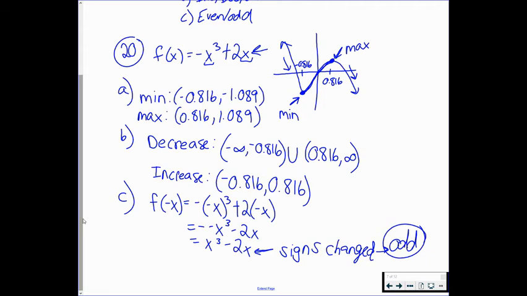Because all the signs changed. That's a little review for you over section 1.7a, where we talked about analyzing graphs.